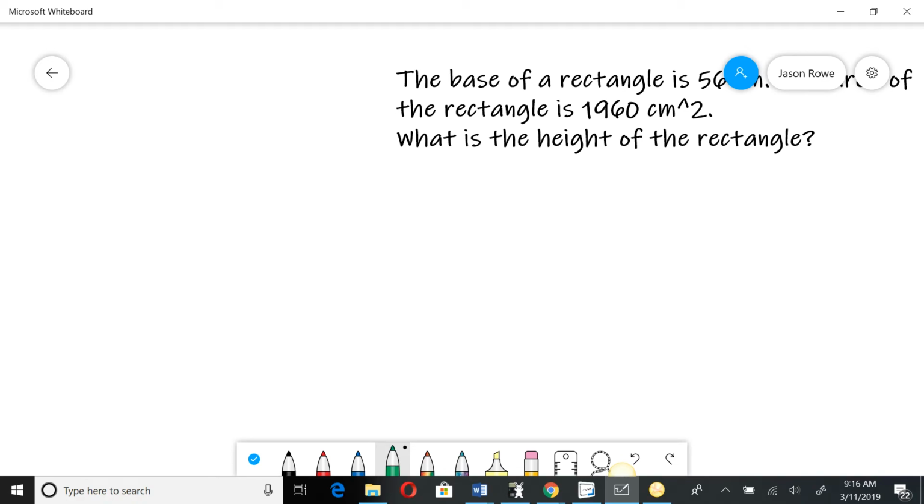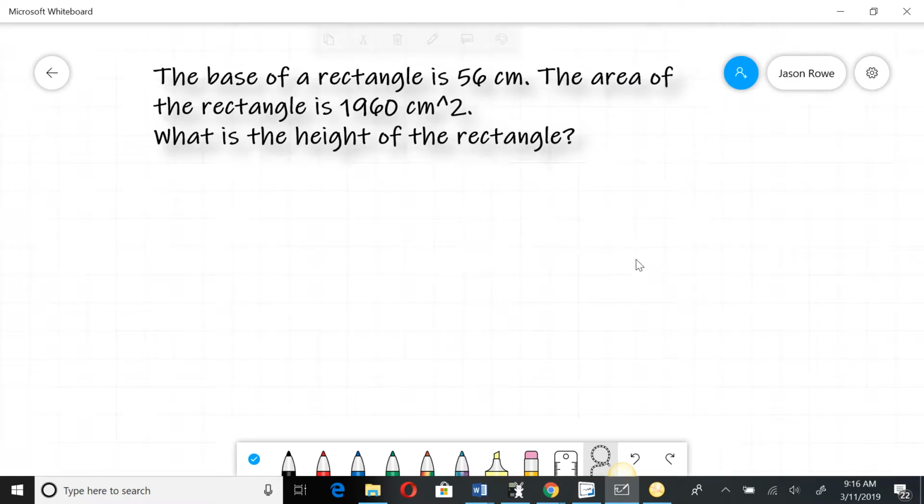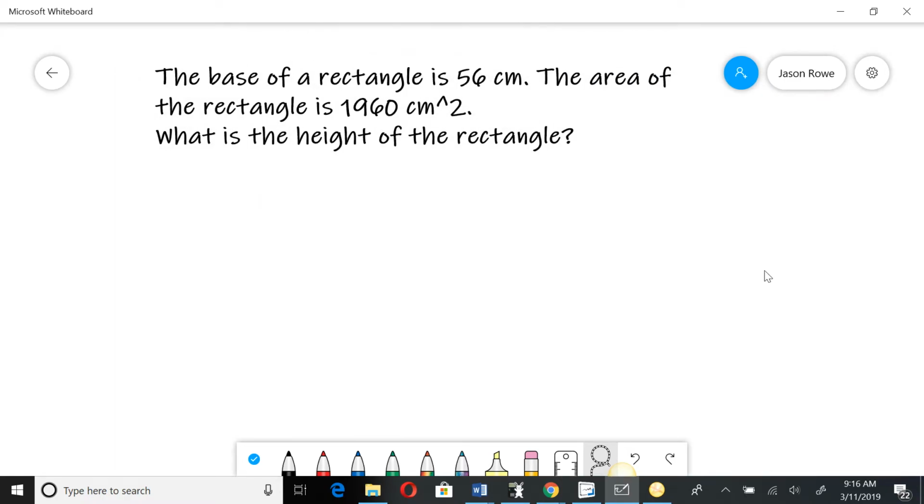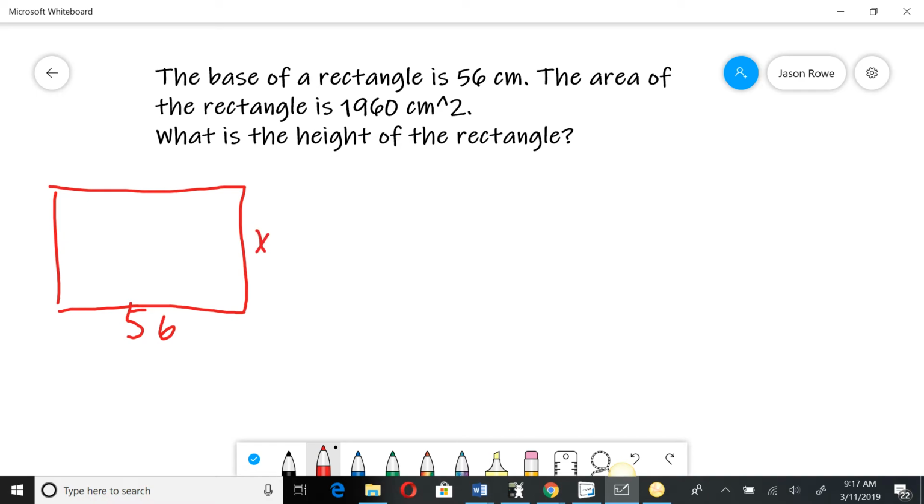Now you're also asked one question to find one of the missing sides. So this is a similar example. The base of the rectangle is 56. The area is 1,960. What is the height of the rectangle? Well, a rectangle is a parallelogram. So we know that the base is 56. We're trying to figure out that height. We're going to use the formula, base times height.